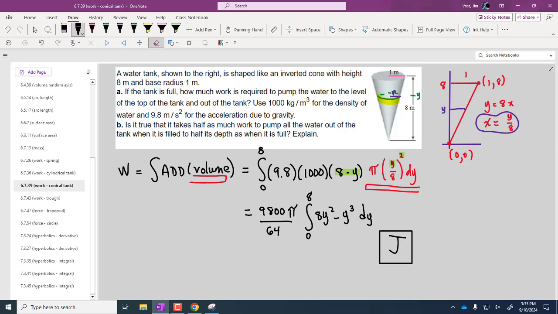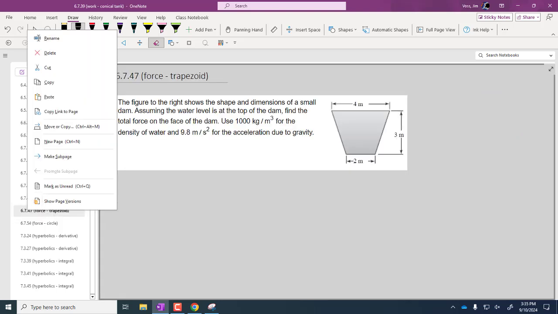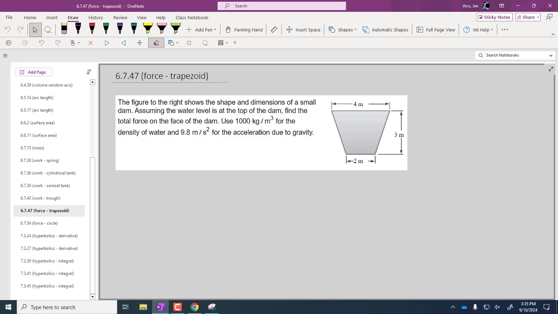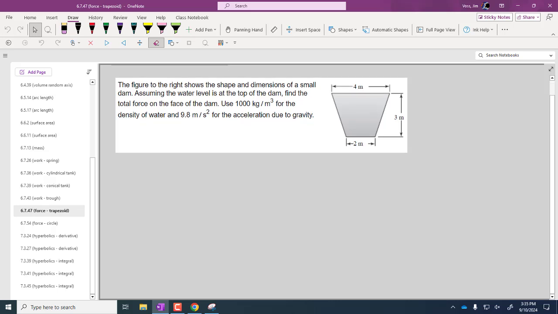All right, let's go to force. So let's go to the trapezoid, but for force, not for pumping. The trapezoid for pumping is a little more complicated than the trapezoid for force. Okay, so we have a figure at the right. It shows the dimensions of a small dam. Assume the water level is to the top of the dam. Find the total force on the face of the dam.